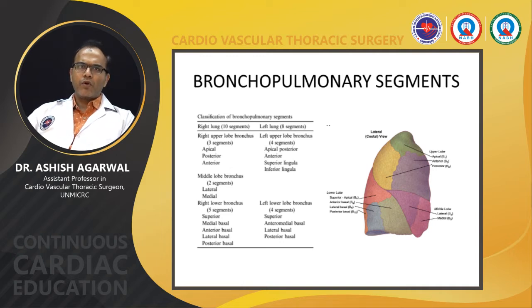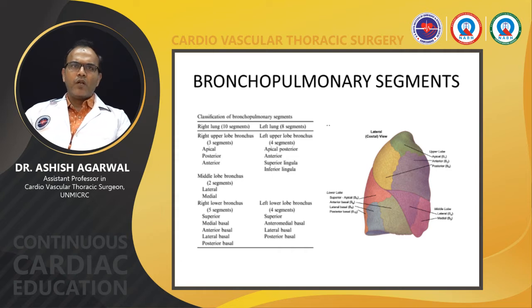The right upper lobe bronchus has 3 segments: apical, posterior and anterior. The middle lobe bronchus has 2 segments, lateral and medial, and the right lower lobe has 5 segments: superior, medial basal, anterior basal, lateral basal and posterior basal. On the left side, the left upper lobe has 4 segments: apical, posterior, anterior, superior lingula and inferior lingula, and the left lower lobe has 4 segments: superior, anteromedial basal, lateral basal and posterior basal.